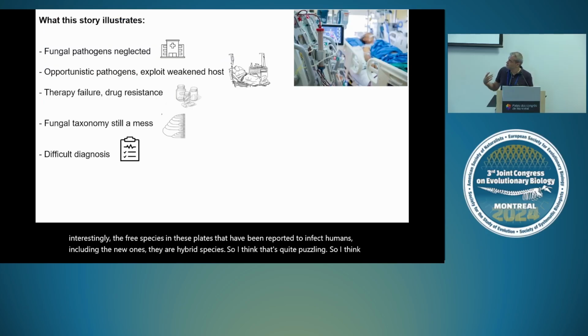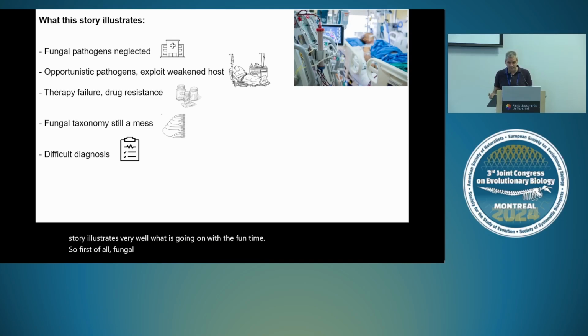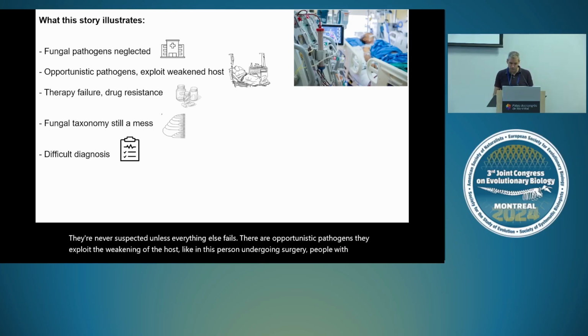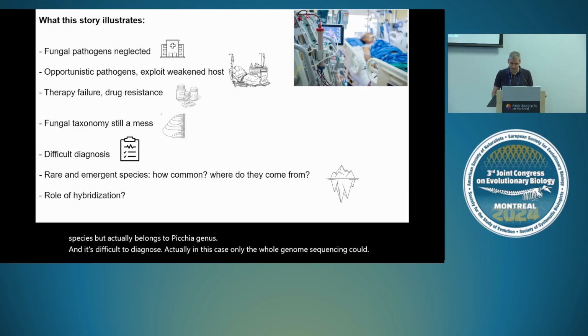So I think that story illustrates very well what is going on with the fungi. First of all, fungal pathogens are neglected, even in the hospitals. They're never suspected unless everything else fails. They are opportunistic pathogens. They exploit the weakening of the host, like in this person undergoing surgery, people with chemotherapy, immunosuppressed, and so on. Therapy fails many times. We have an issue with drug resistance. Fungal taxonomy is a mess. I told you it was a non-albicans Candida species, but actually it belongs to the Pichia genus. And it's difficult to diagnose. Actually, in this case, only whole genome sequencing could diagnose specifically the source of the infection.